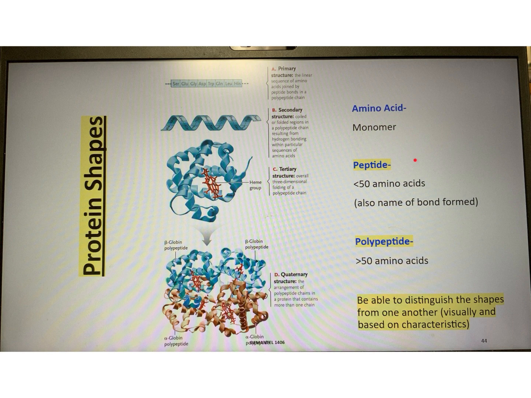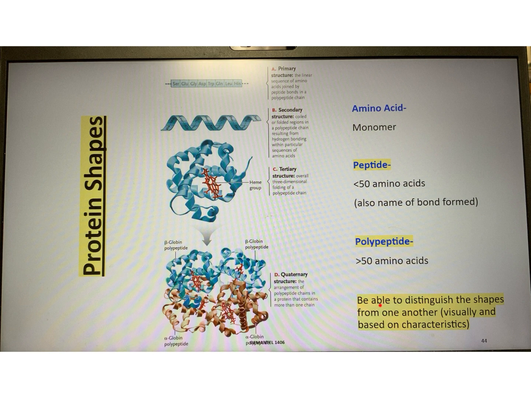It also gives you an idea of size. So your primary structure and secondary structure are based on the monomers, the individual amino acids. When we have a peptide, we've had less than 50 amino acids in place. When we have a polypeptide, we've joined more than 50 amino acids in place. Okay?